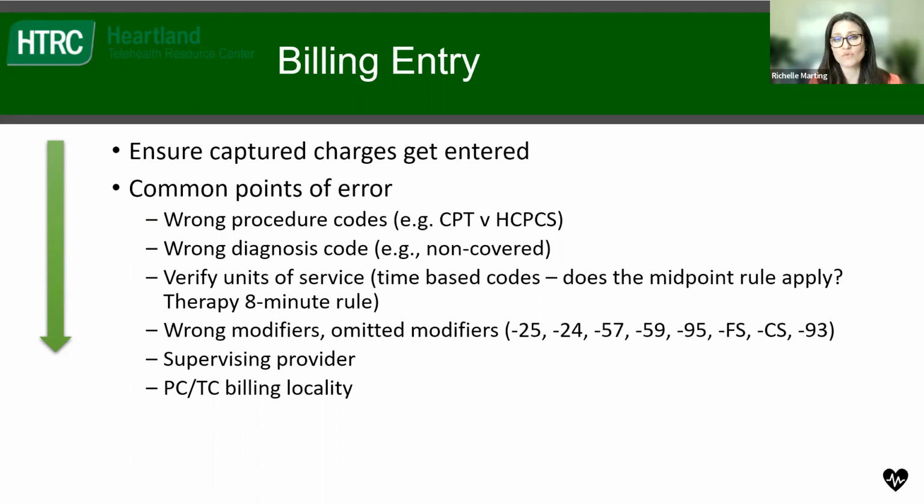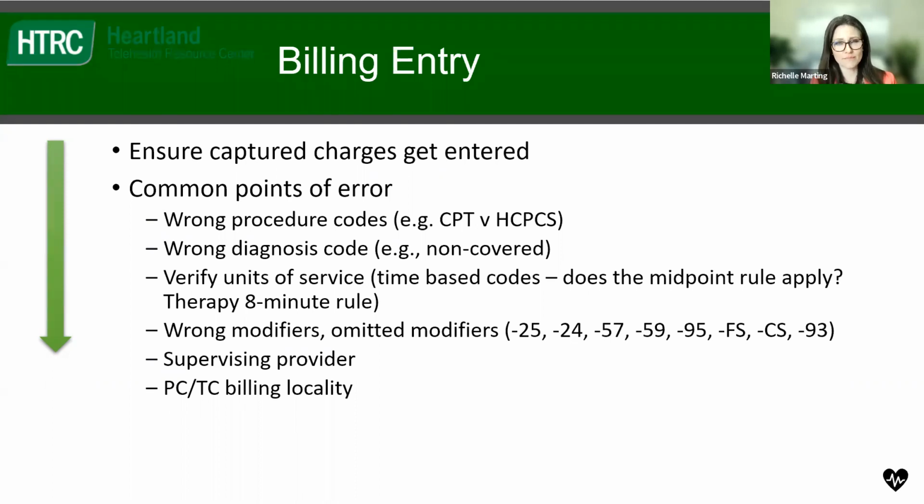Modifier 57 is a visit where the decision for a major surgery was made the day before or day of the major procedure. 59 might be a distinct procedure or service, two things that typically aren't reported together, but under the circumstances are appropriate to report. And we add a 59 to the less extensive procedure that would normally bundle into the payment for the more comprehensive primary procedure. And that modifier tells the payer, hey, I know these two things typically don't go together, but it's appropriate in this instance, and this is why.